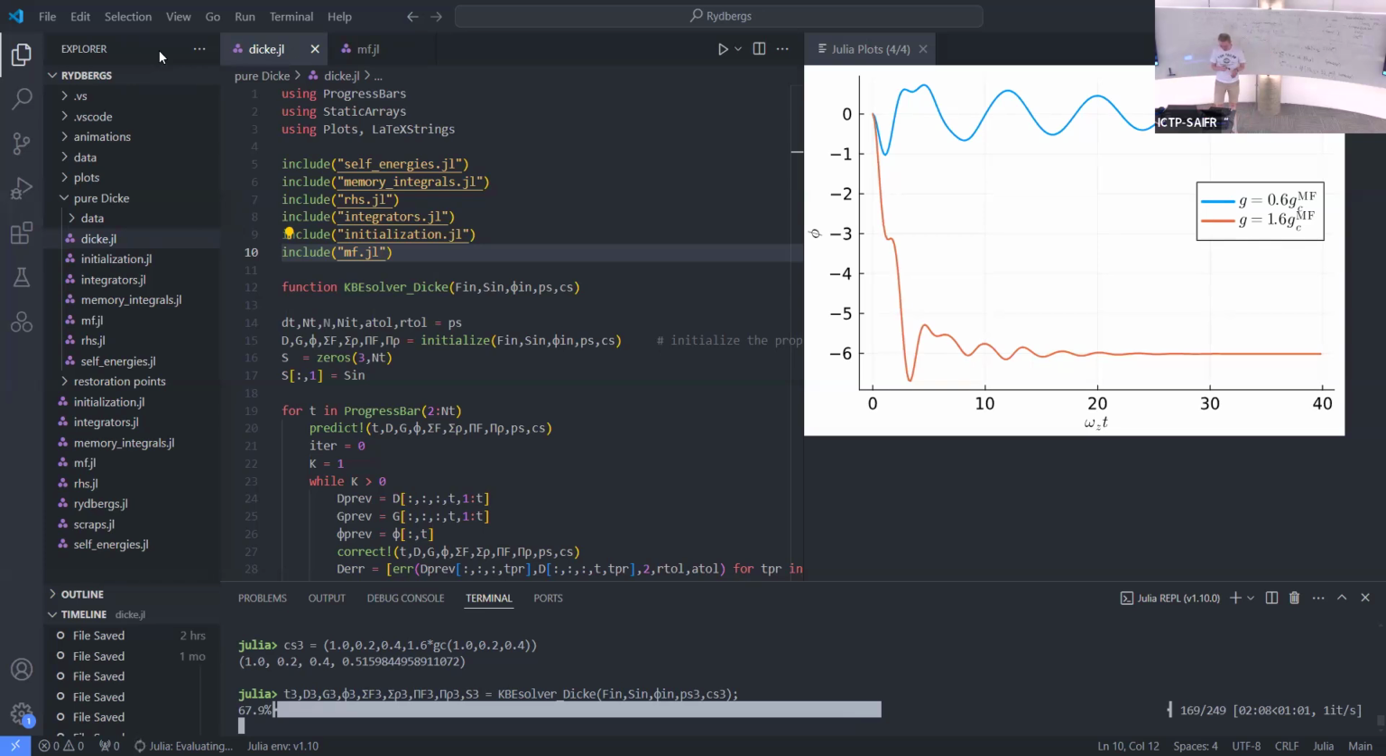We still have a couple of minutes or so, and then I might even show the plot. I hope I have it.